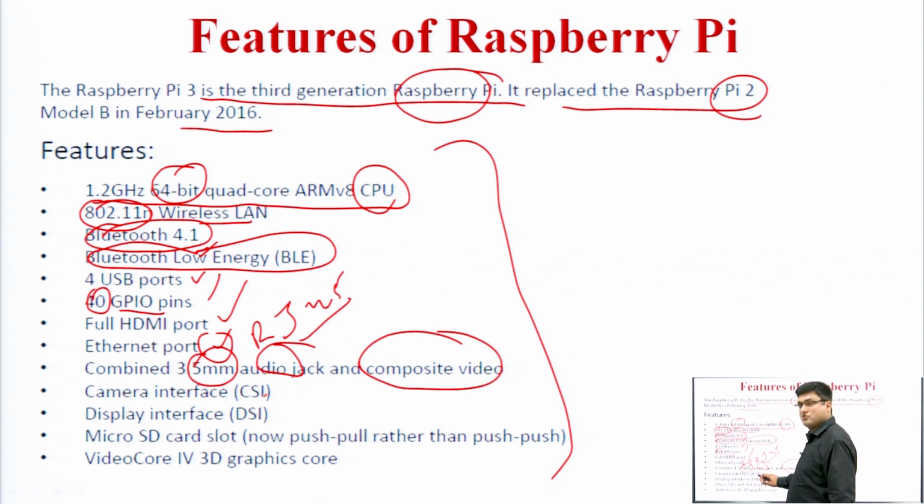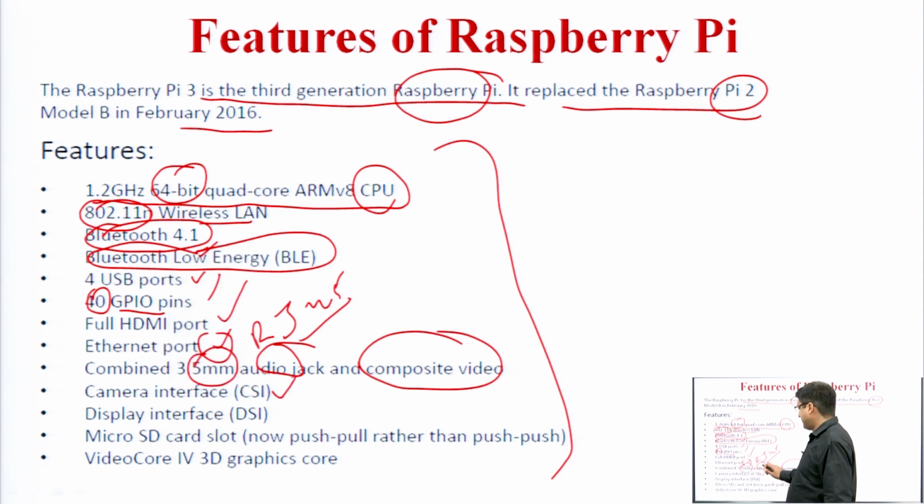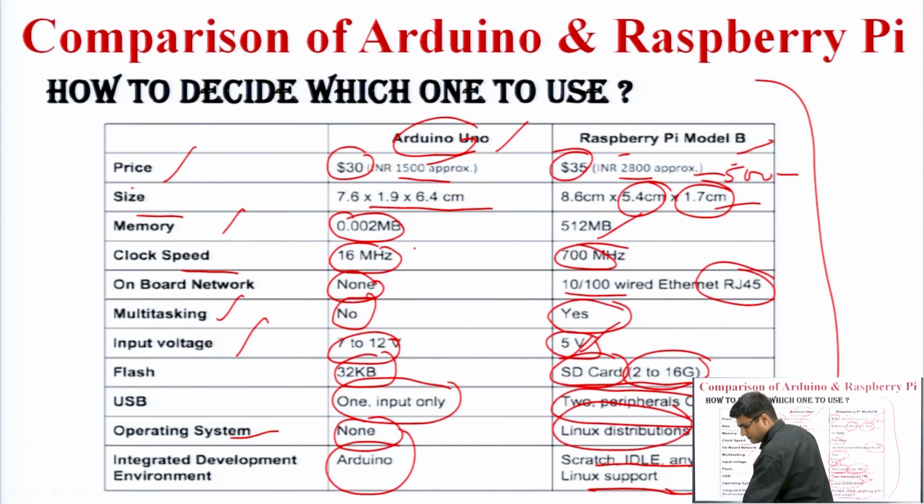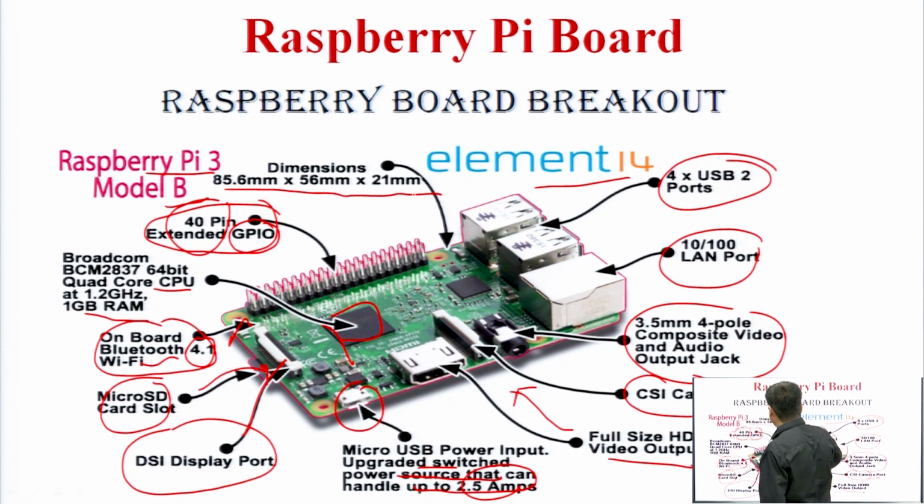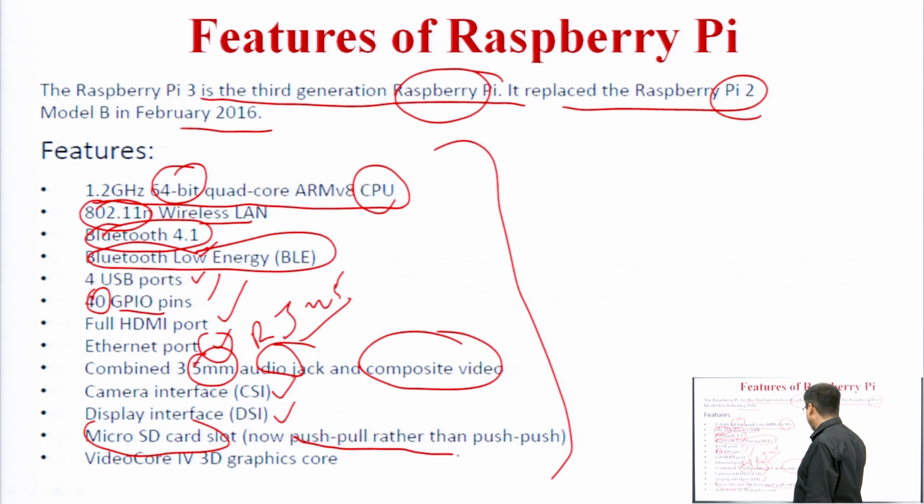It has an audio jack of 3.5 mm, combined with composite video. It has a camera interface unit as well, CSI, and it has a display interface as well, DSI. It also has a micro SD card slot, as we have seen in this figure. It has all the things: SD card slot, 40 input output pins. The micro SD card slot is now push pull rather than push push. So, we can say that it has a micro SD card slot directly inserted into the Raspberry Pi, and one can fetch the data from that SD card slot.